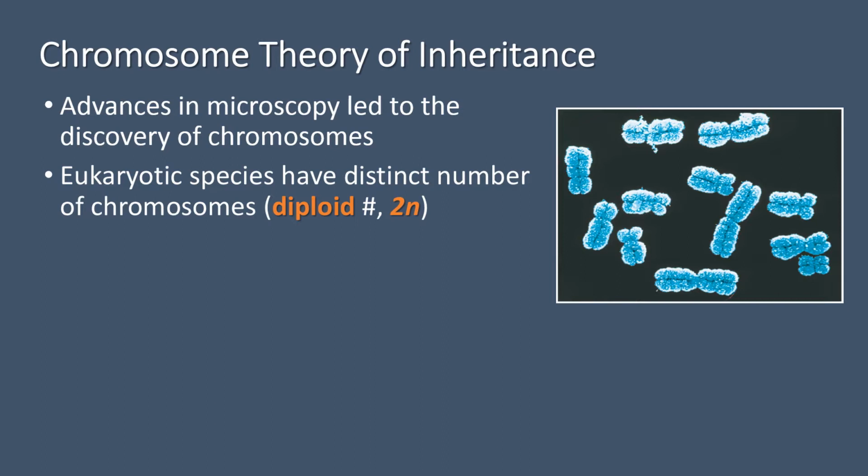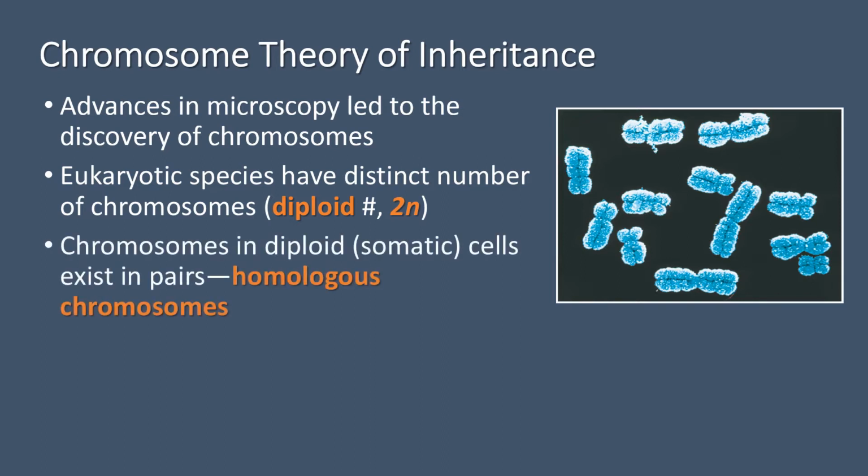We now know that eukaryote species have a very distinct number of chromosomes, and that these chromosomes come in pairs. We have two of each chromosome, and our cells are considered diploid because of that. Those pairs are called homologous chromosomes. We'll be talking a lot more about homologous chromosomes in the next chapter.